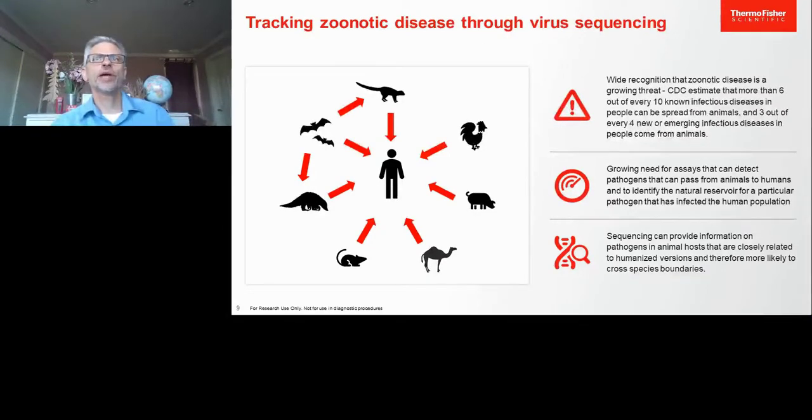So there's a growing need for assays that can detect pathogens that can pass from humans to animals to humans, and also to identify the natural reservoir for a particular pathogen that has the possibility of infecting the human population. So sequencing can be used to address this, to provide information on pathogens in animal hosts that are closely related to humanized versions and more likely to cross the species boundary.